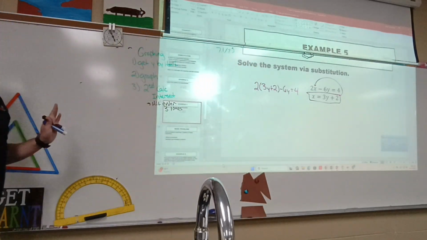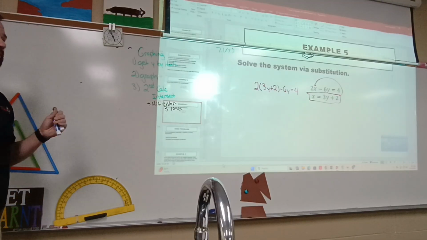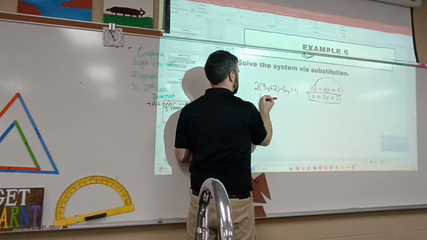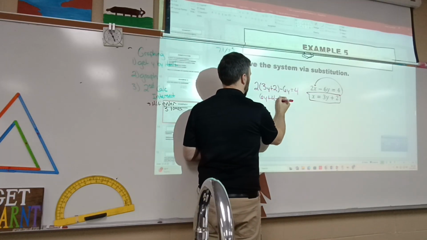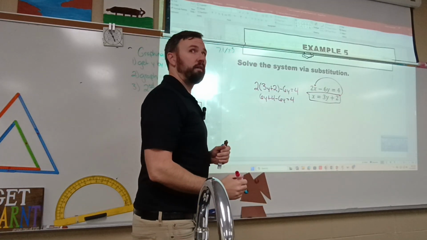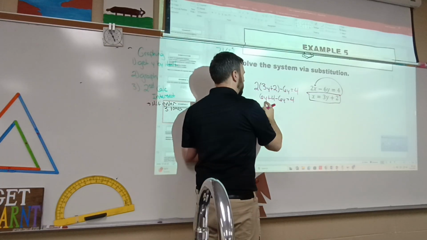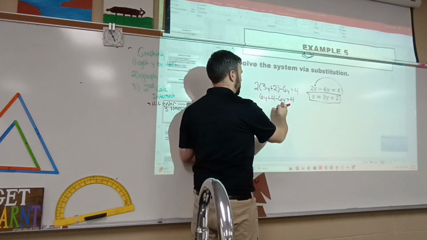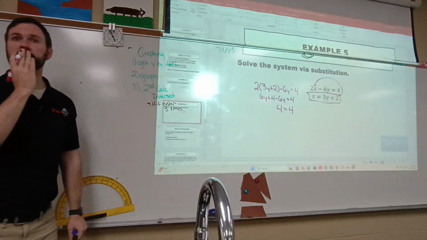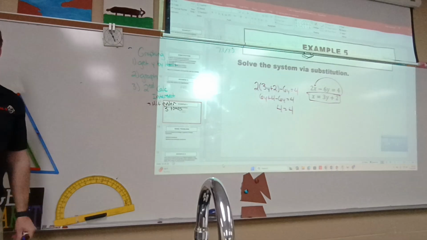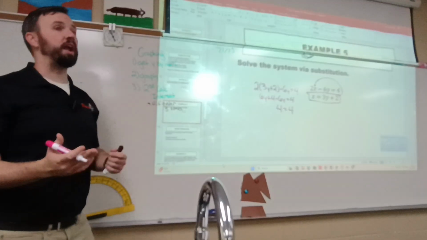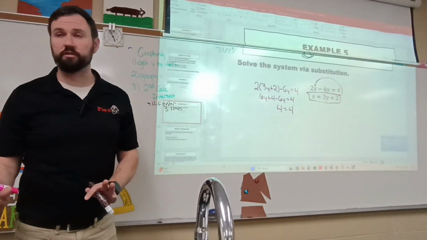Any questions about what I did there? I'm just substituting. So I get 6y plus 4 minus 6y equals 4. Guys, what's 6y minus 6y? So I'm left with 4 equals 4. My variables went away. So now if my variables go away, I can't solve for it, right? So it means I either have all the solutions or no solutions.